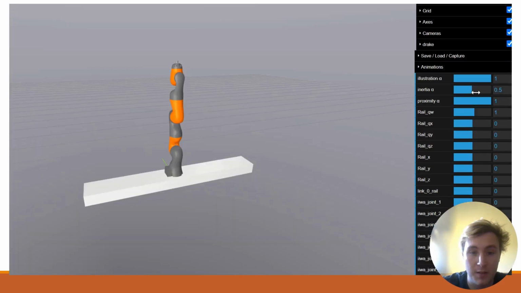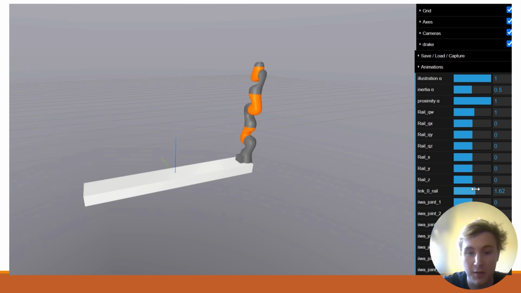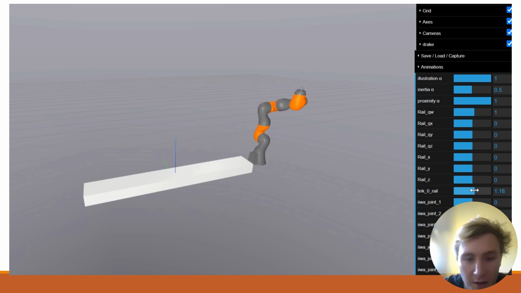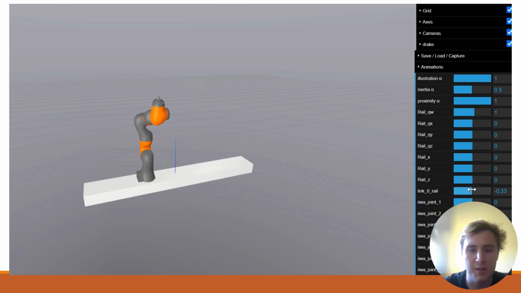So here is the mock-up of the robot on the rail. You can see it can move back and forth on the rail. Key difference here is that the third joint is actually locked. So industrial robots are typically 6 axes. The IIWA is 7 axes. So by locking that third joint, it acts like an industrial robot essentially. Awesome.